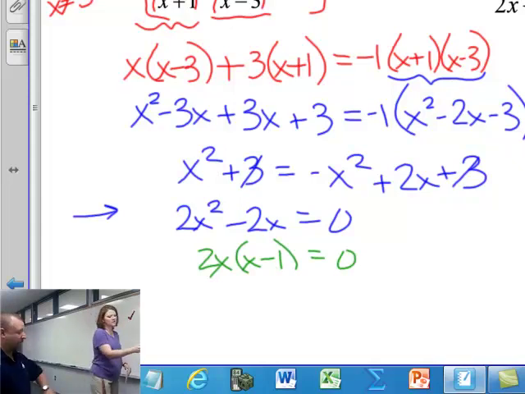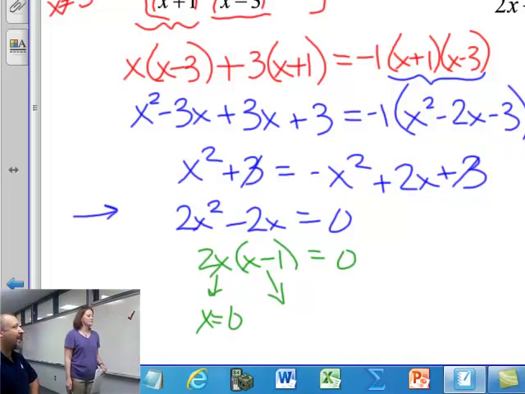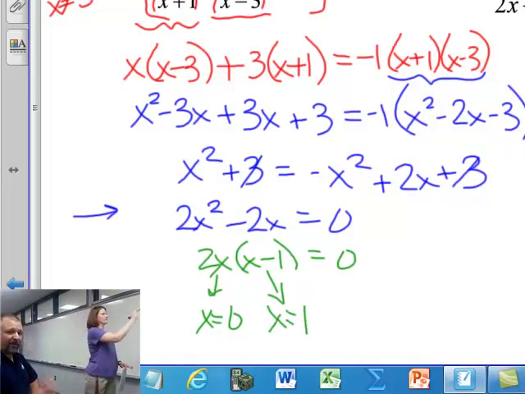We also talked about a couple classes ago that you're using the zero product property. So either 2x is 0, which means x is 0, or x minus 1 is 0, which means x is 1, and we have our two answers.